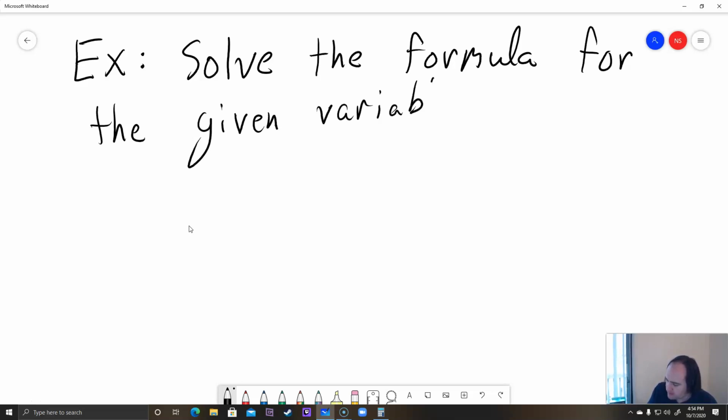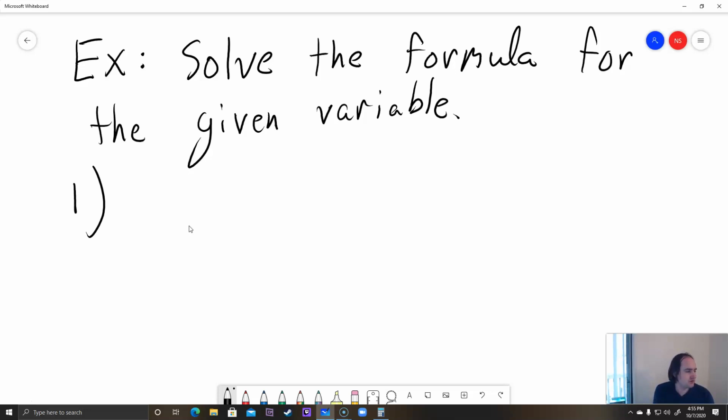Okay, so they're going to tell us which variable to solve for, but they're not going to give us any numbers. So we're going to solve everything in terms of variables, which is going to look kind of messy because it's going to have a bunch of letters. And it's very abstract.